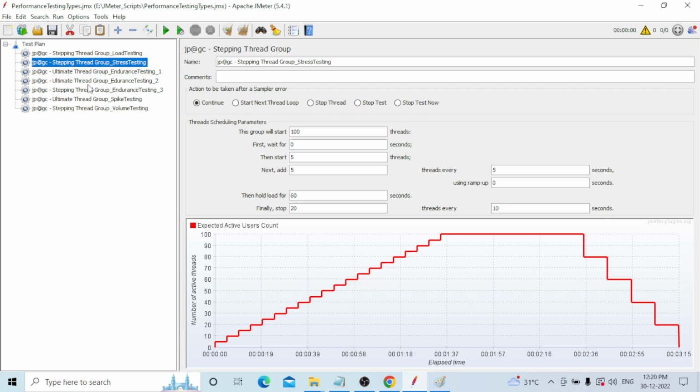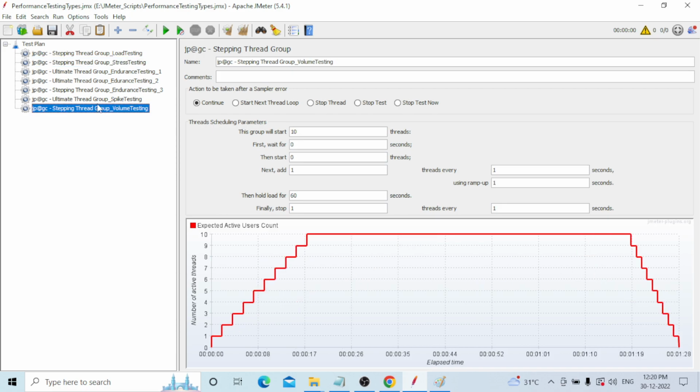Another one: before going to endurance testing, you can first go to volume testing. Volume testing is one type of the same load testing. I am also using the stepping thread group for volume testing. Design it the same way you design the load testing, and the same way you need to find the expected load and the response.